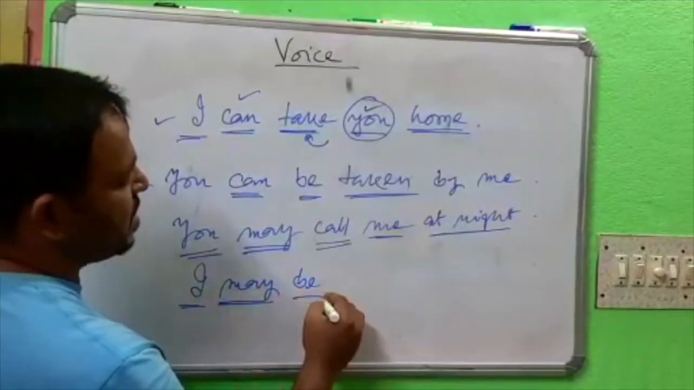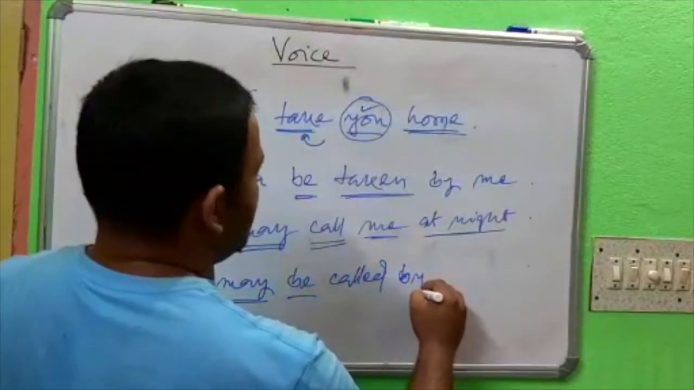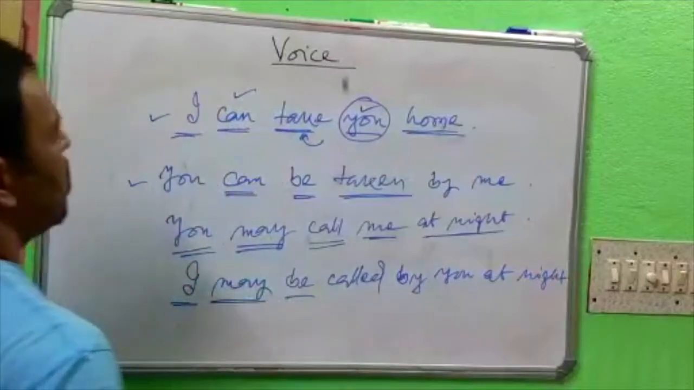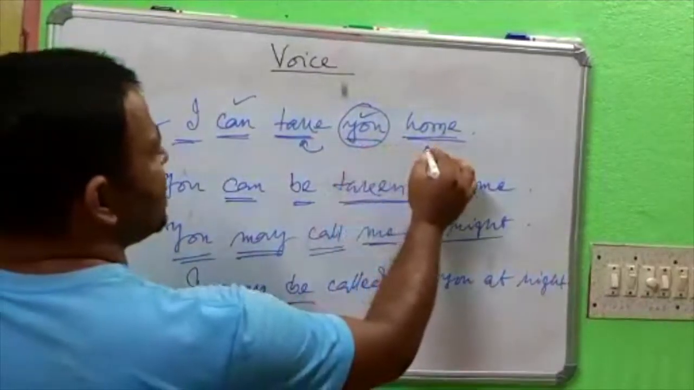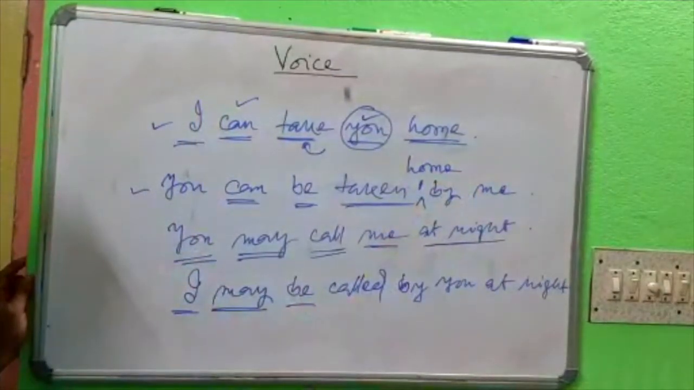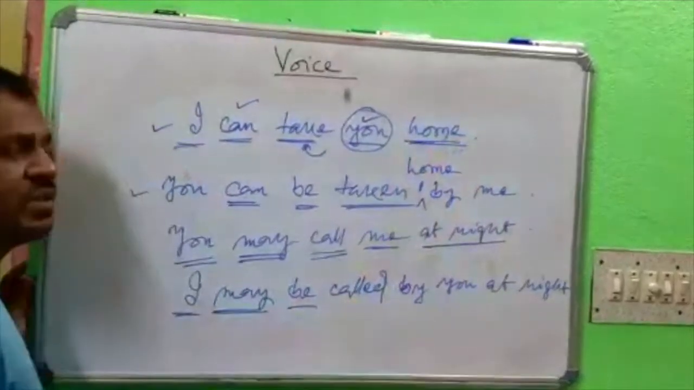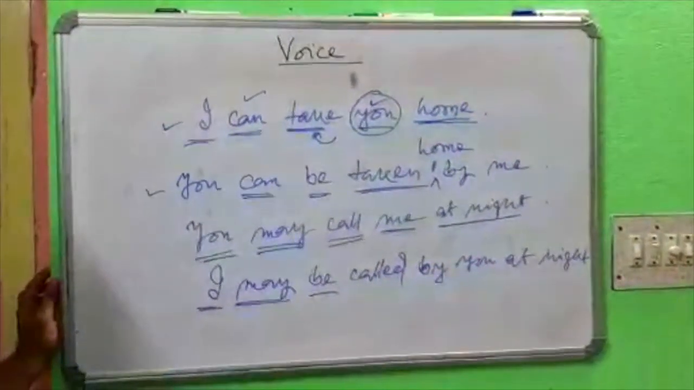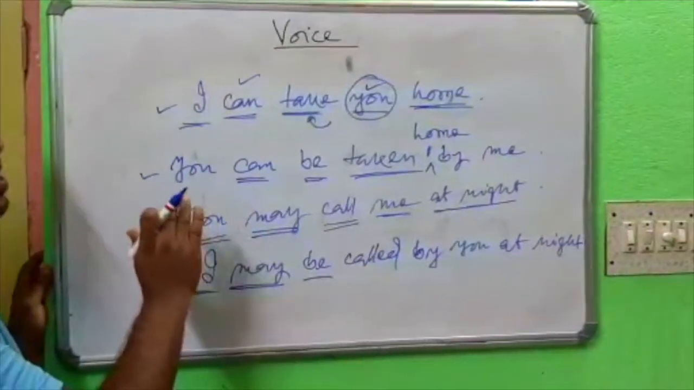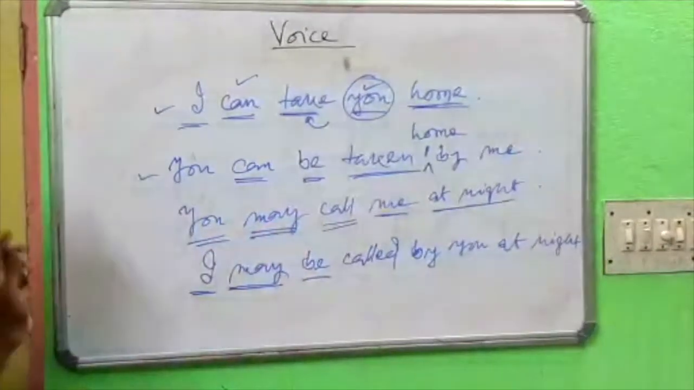So the be verb is be, the finite verb is called, by you at night. One thing I have forgotten in this sentence: home is to be used here. That is, call me at home. The adverb form, at night or home, would remain unchanged in passive voice. The subject or object and the finite verb are to be changed from active to passive or passive to active. Other forms would remain unchanged, whatever they are.